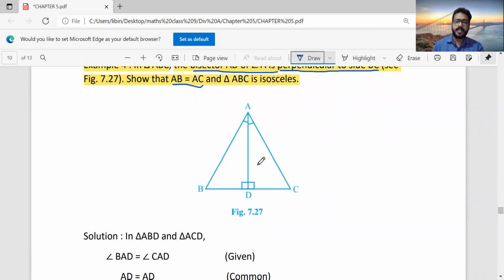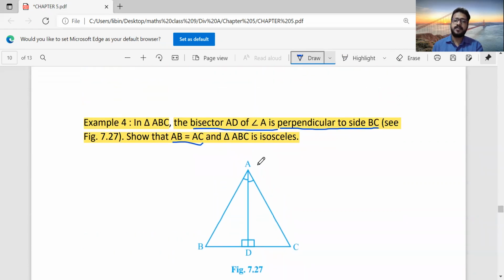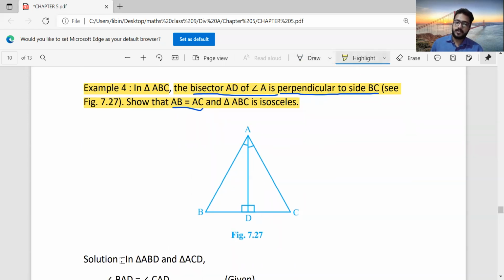As I have told you, in such cases, we want to prove AB is equal to AC, and we should consider two triangles having these two sides. So what are the possibilities? Considering triangle ABD and triangle ACD. What should be our aim? Our aim should be proving that these two triangles are congruent. So how will we prove it?